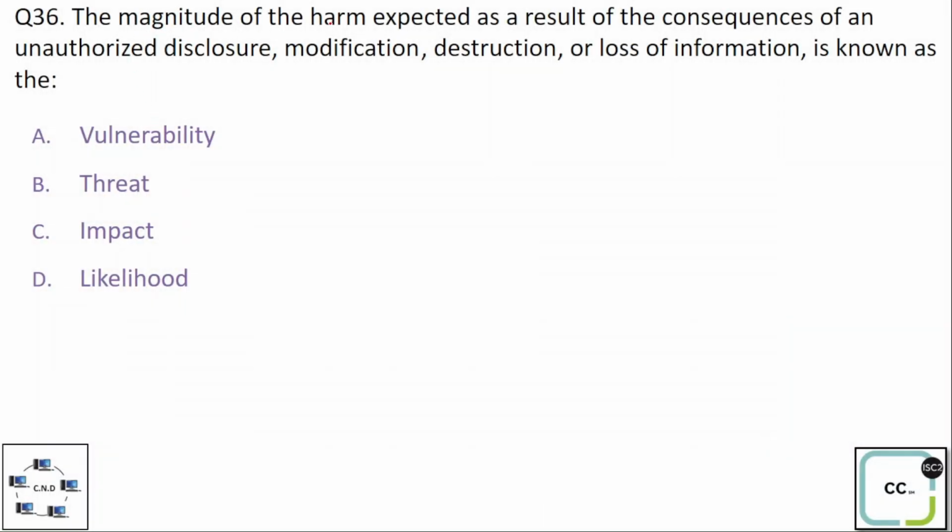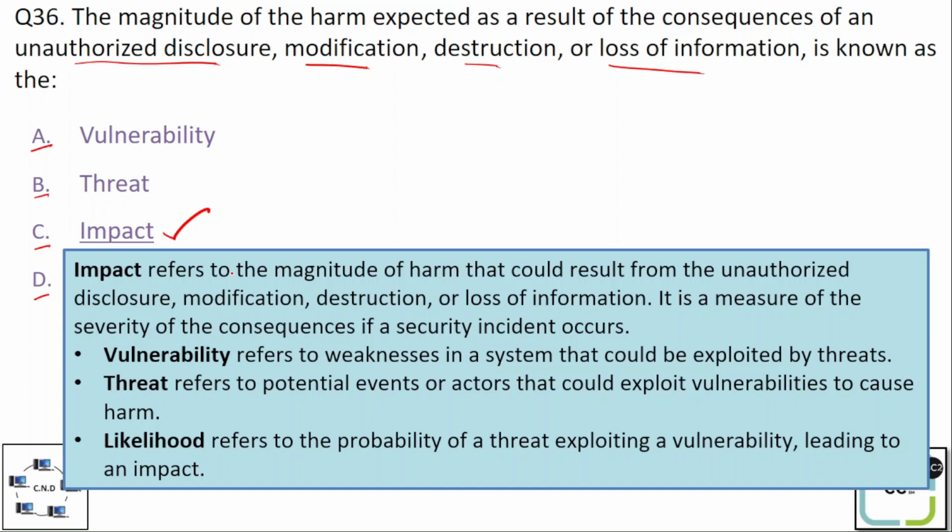Question number 36. The magnitude of the harm expected as a result of the consequences of an unauthorized disclosure, modification, destruction, or loss of information is known as. Options are option A, vulnerability, option B, threat, option C, impact, and option D, likelihood. And the correct option is option C, impact. So impact refers to the magnitude of harm that could result from the unauthorized disclosure, modification, destruction, or loss of information. It is a measure of severity of the consequence if a security incident occurs.